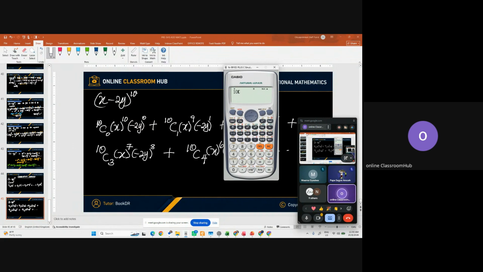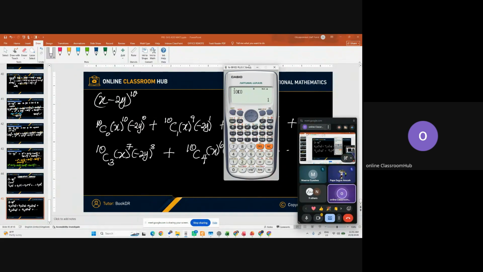The arrangement will not look like when you are writing with your hand, because when you are writing with your hand, the 10 will be small at the top, and then the 3 will also be small. The 0 here will be small down. But here, everything is arranged in a straight line because the calculator understands what you are saying. So then you press the 0. So this is 10 combination 0. Press equal to, and that is 1. It means the first coefficient is 1.